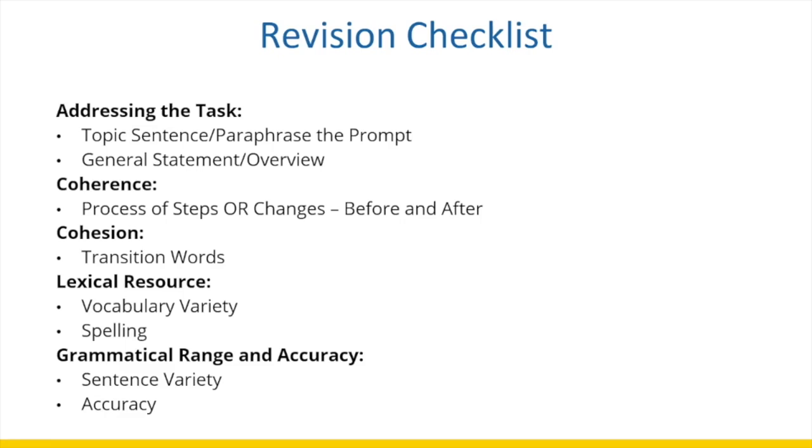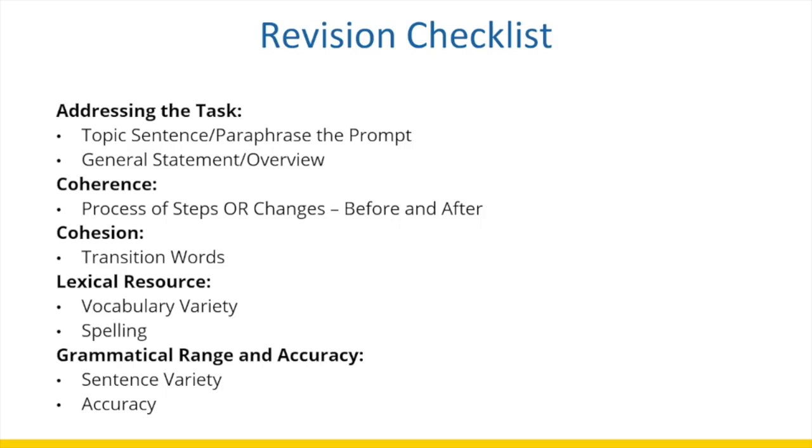And now we are going to talk about our final step, step 3, which is checking and revising your essay. Here we have our revision checklist and things you need to do in order to attain a high score. First thing you need to do is addressing the task, which means your introduction has topic sentence or paraphrase a prompt and general statement, overview in other words.